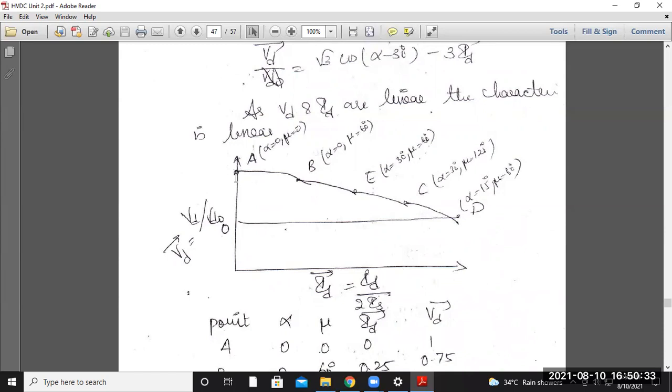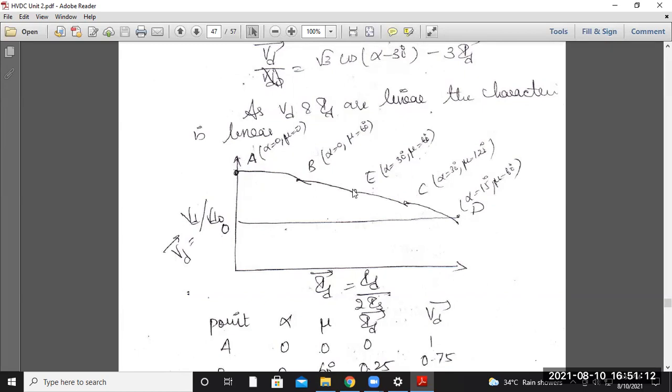In the starting position, at position a, when alpha equal to 0 and mu equal to 0, then this is position a. Then if you move further as the current increases, the average voltage or the vector DC link voltage will decrease. This a will become the point b with the decrement, where alpha equal to 0 and mu equal to 60 degree. That means alpha remains constant in this case, but the value of mu is increased from 0 degree to 60 degree.